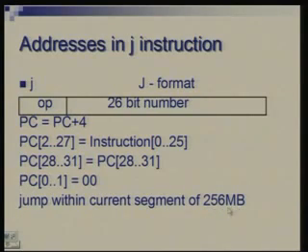256 MB. So, if you imagine that the memory is divided into segments, with 32 bits you can get 4 GB of memory, 2 raised to power 32 is 4 GB. Imagine that 4 GB space is divided into segments of size 256 MB. So, your jump is occurring within the current segment. So, let me illustrate that.